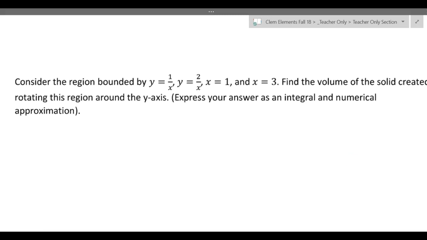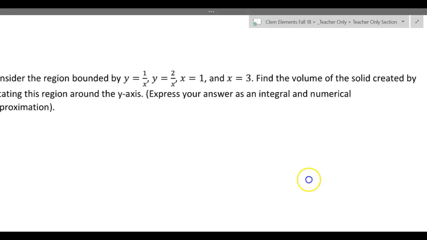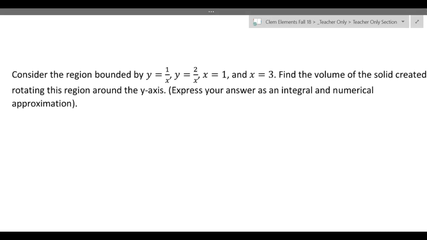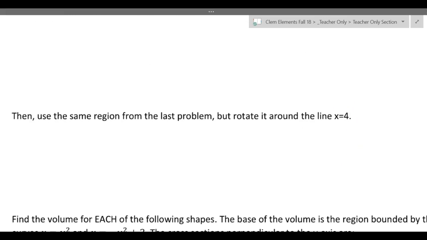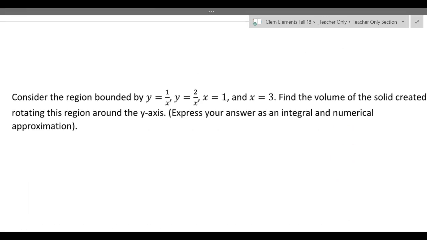All right. As always, I'm going to graph this to help you get an idea of what method I need to use. So this is 1 over x, 2 over x, x equals 1, x equals 3. Okay, so we recognize this shape from the last one. Find the volume when rotating around the y-axis. Oh, it's fine. Around the y-axis. Okay.